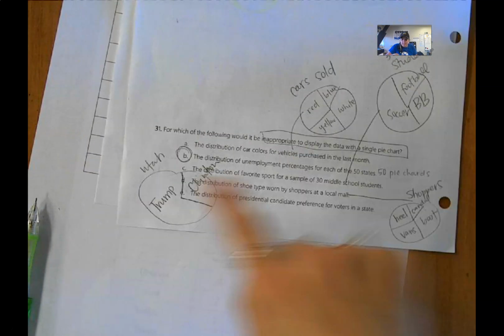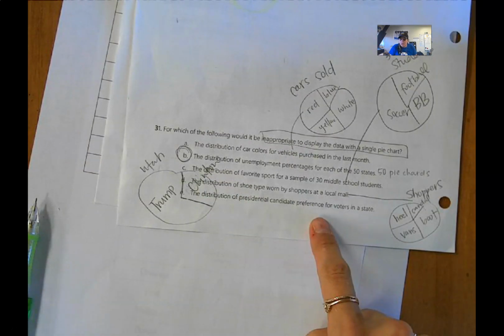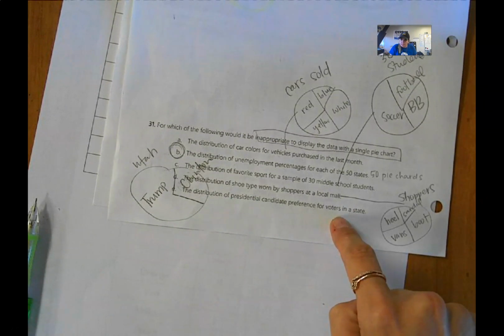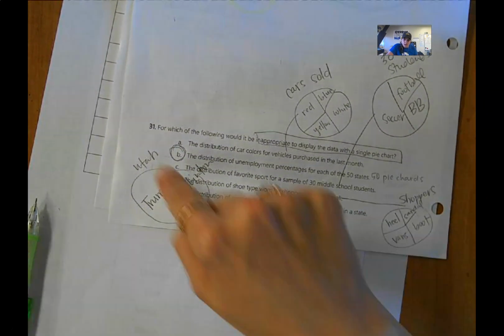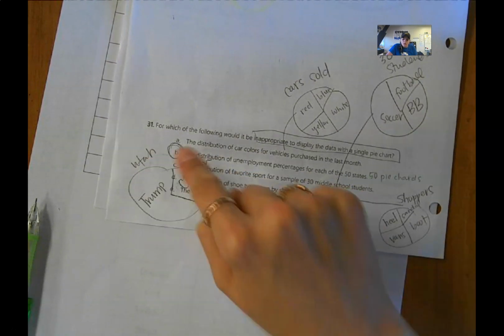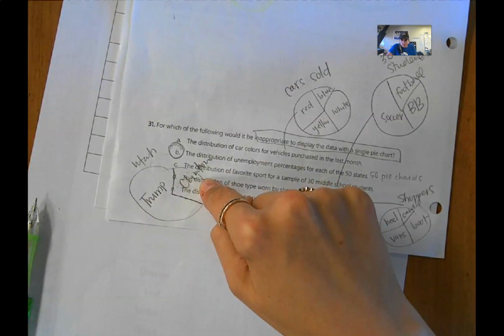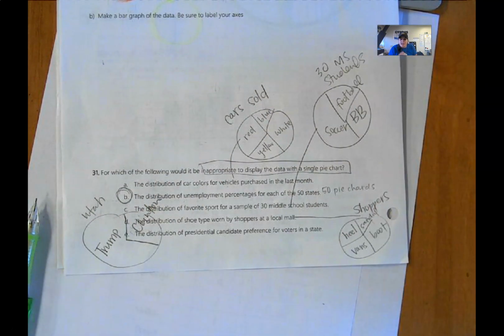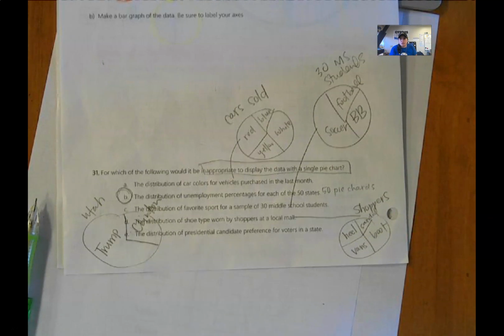And then lastly, E, the distribution of presidential candidate preference for voters in a state. Not all 50 states, a state. So I have Utah as my whole, and then Trump and Clinton. Notice that in all of these pie charts, the slices are labeled with words because we're talking about categorical data. I hope that this is something that you really tried so that you have the best understanding of pie charts and categorical data as possible.